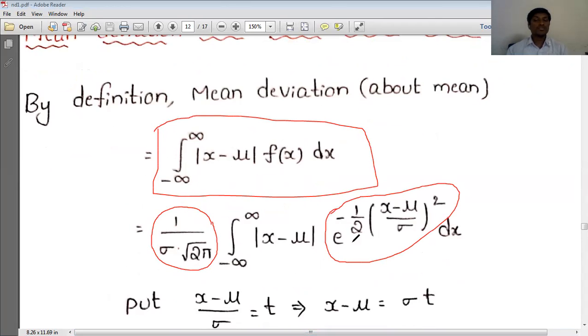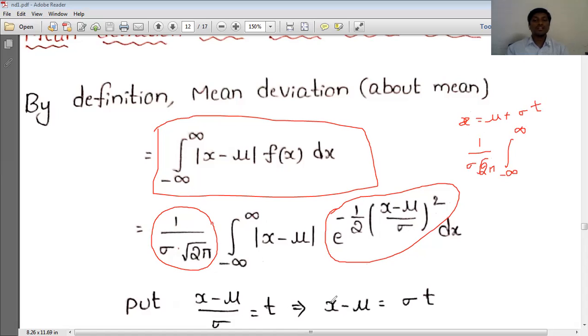Now we are going to simplify that. Put x minus mu by sigma is equal to t. So x minus mu is equal to sigma t. Then what do we get? x is equal to mu plus sigma t. And for the limits, there is no change in that. Why? Because if we take minus infinity, we get minus infinity, and if we take plus infinity, we get plus infinity. So 1 by sigma into square root of 2 pi remains as it is, integral from minus infinity to plus infinity of mod x minus mu.